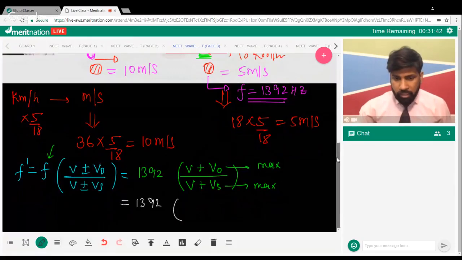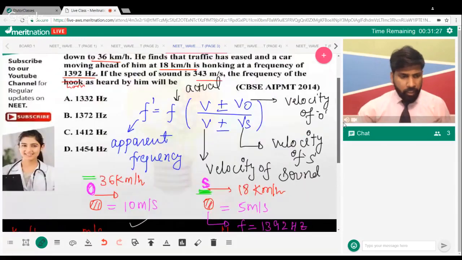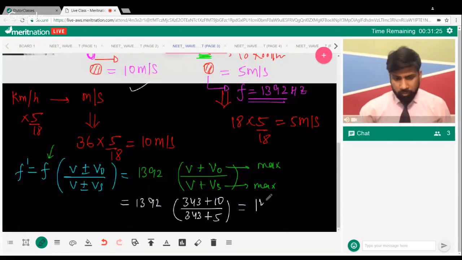Here v is given, the velocity of sound, that is 343. You can see 343. What about v naught here? This is v naught, so this is 10. Now 343. What about the source? For the source, 5. That's fine. After solving you will get 1412 hertz. So I think this is the correct answer.